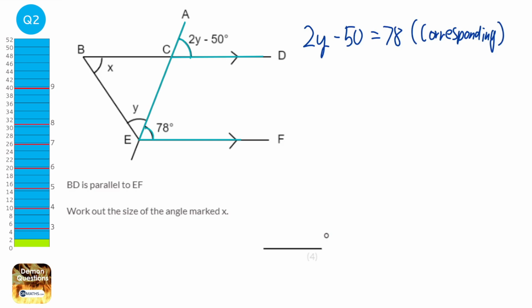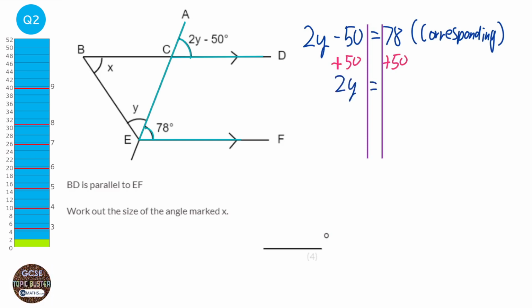Now here we've got an equation and we want to solve it. So we get our lines in. We'll go first of all add 50 to both sides. So we've got 2y equals 78 plus 50, which would be 128. And then we're going to halve both sides, or divide by 2. So we've got 64. So we know that y is 64.